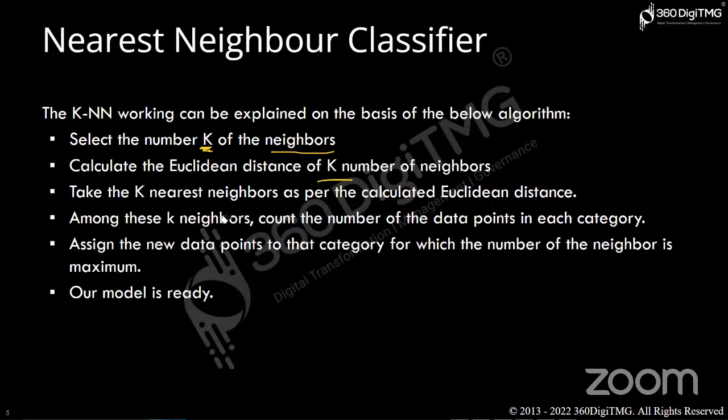Among these k neighbors, count the number of data points in each category. We'll count the number of data points present in each category. Whichever category has the more number of points, assign the new data point to the category for which the number of neighbors is maximum. So this is how we categorize the new data point.